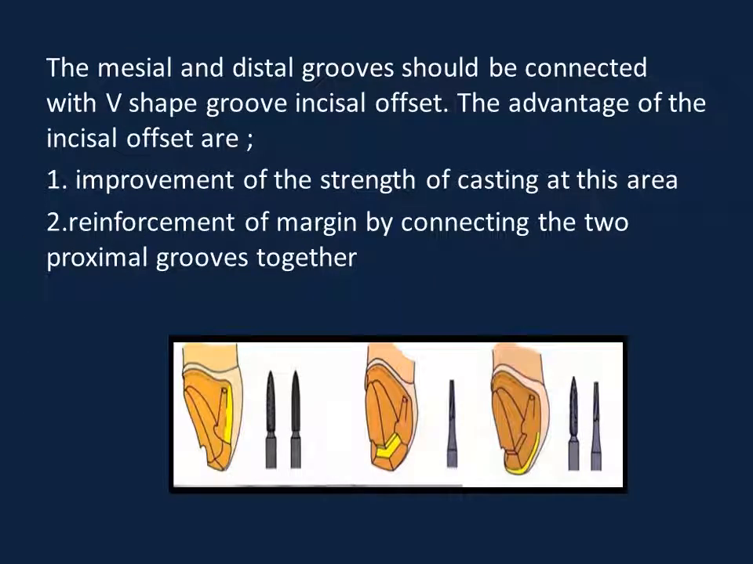After that, the mesial and distal proximal grooves should be connected together with a V-shaped groove, which is the incisal offset. The advantage of the incisal offset is to improve the strength of the casting in this area, besides reinforcement of the margin by connecting the two proximal grooves together.